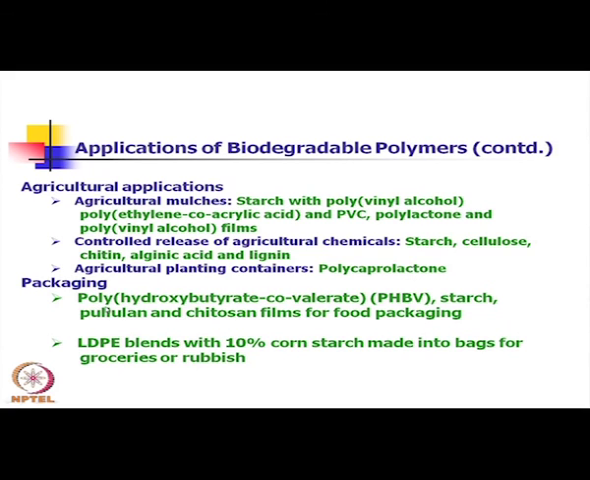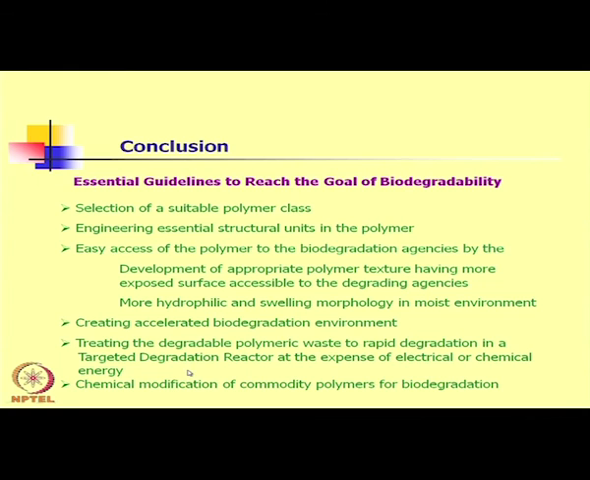Packaging films with polyhydroxybutyrate, starch, pullulan and chitosan films are used for food packaging. LDPE blends with 10% cornstarch are made into bags for groceries or rubbish films.